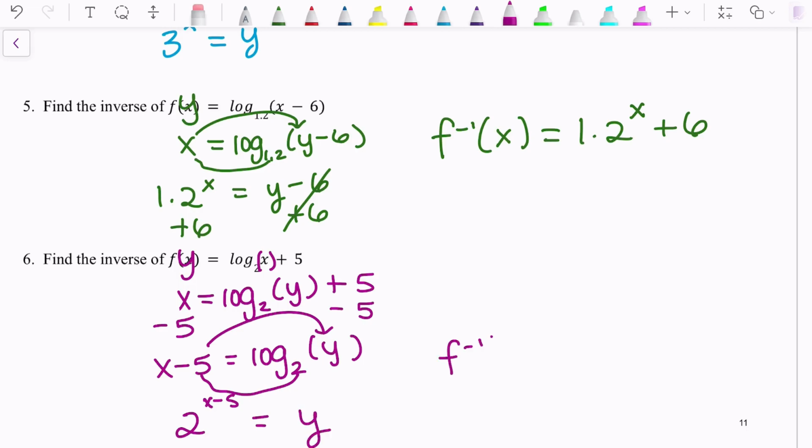And then I'm going to write it using inverse notation, that function notation. And this is how you find the inverse of an exponential or a logarithmic equation.